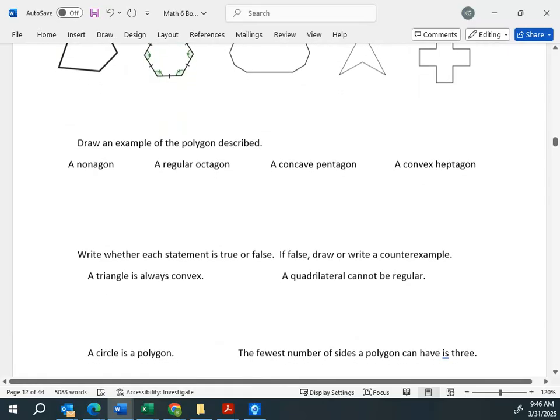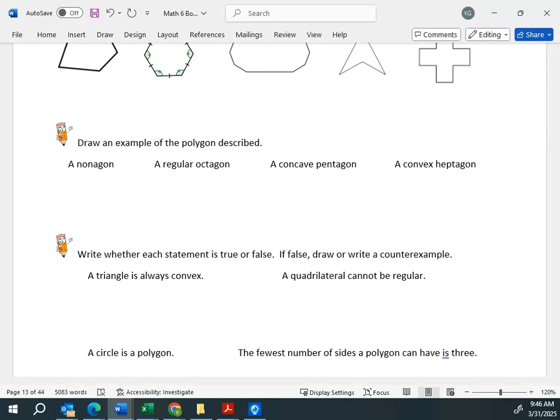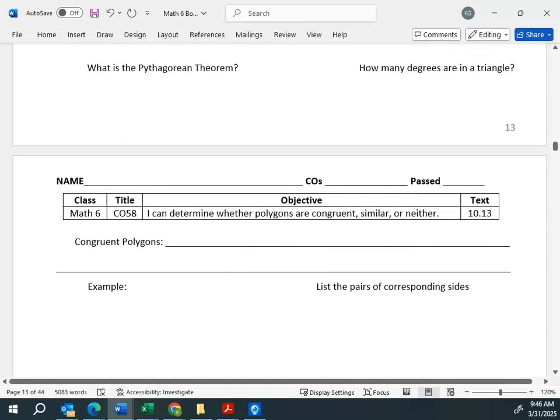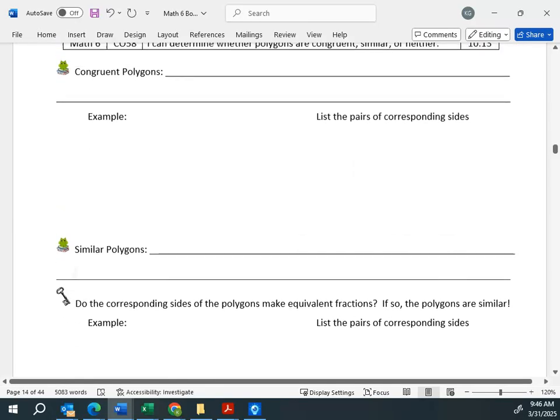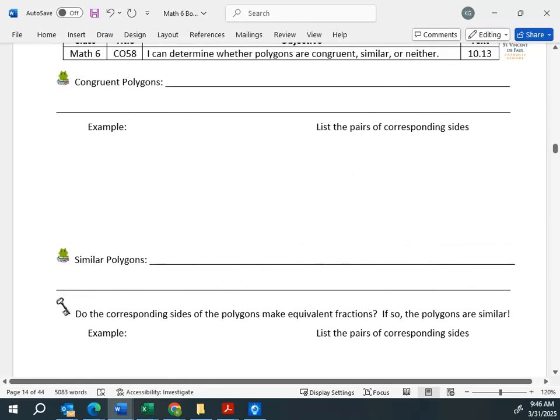Any questions about the polygons, about the convex and concave? All right, CO 58. How to determine if they are congruent, similar, or neither. Congruent polygons, what does congruent mean? Adeline? The same measurements. So if they are congruent polygons, they are identical. Same measurements.